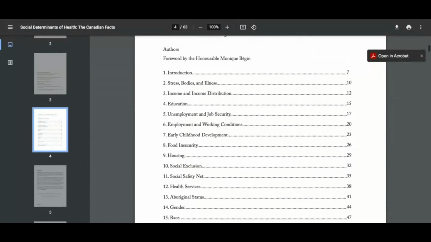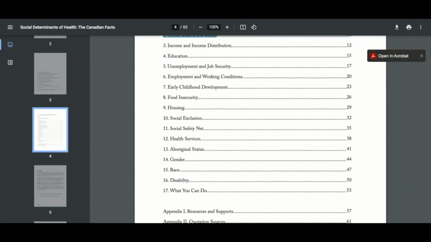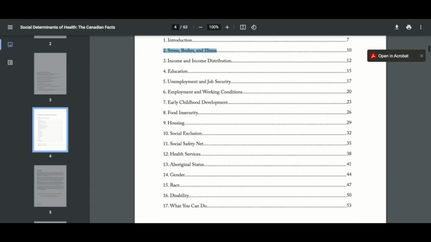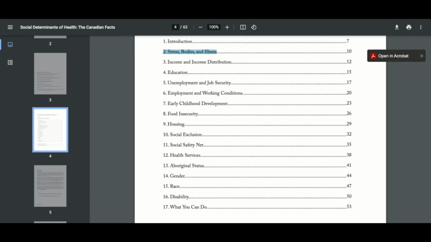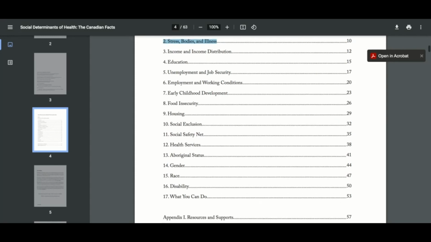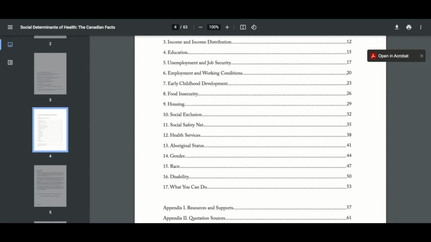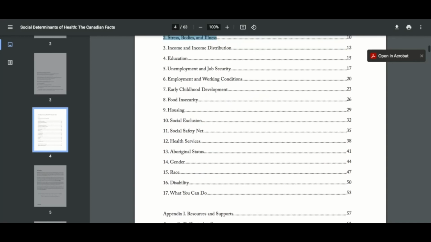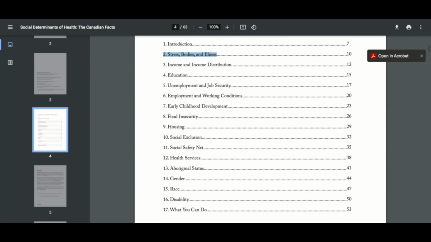So within this document, it talks a little bit about stress, bodies, and illness. So what we were just addressing a couple slides ago, talking about why do we care about determinants and how do they have an effect on our health? This really looks at further explaining how stress manifests in our bodies and impacts our health. And then it goes into each of the determinants: income and income distribution, education, unemployment, housing, social safety net, health services, etc. So it explores those a little bit further.